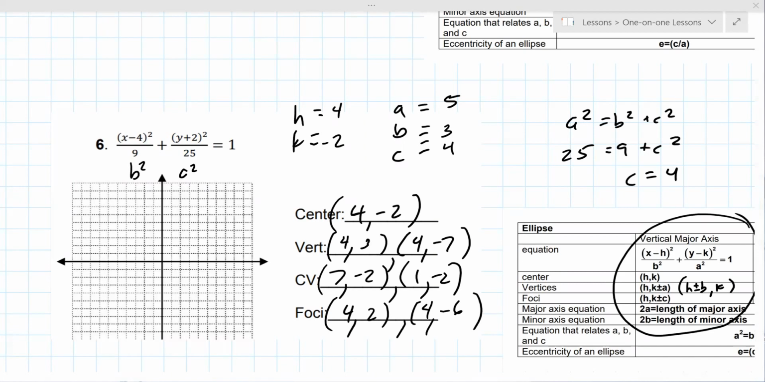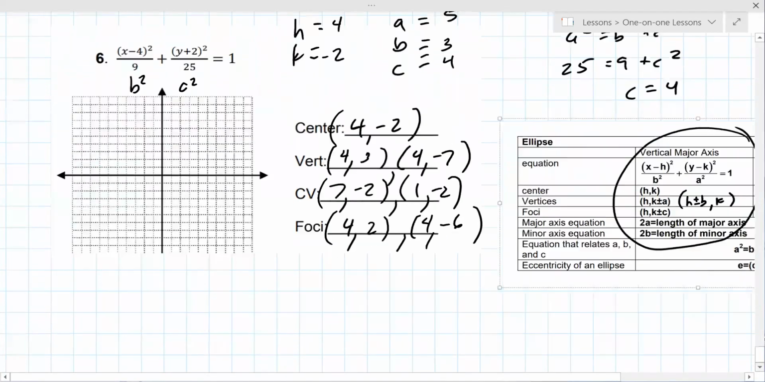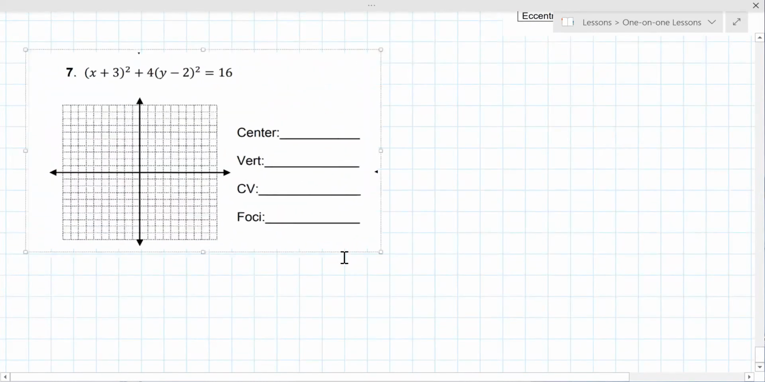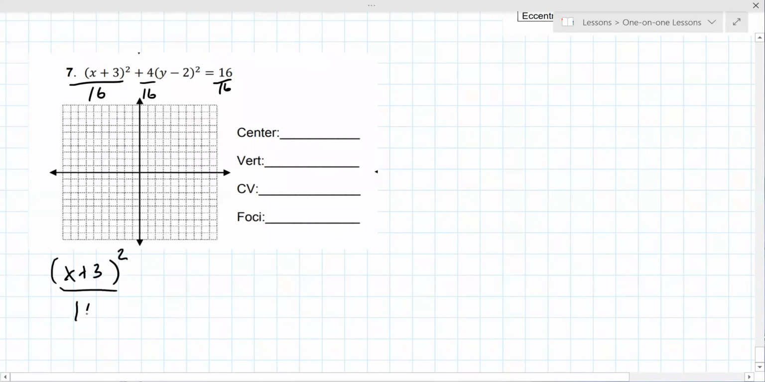All right, 7. So this one is not in the right form. Do we need to simplify it? You want to get 1 on the right-hand side. So you divide by 16, divide by 16, divide by 16. On the left here, it's x plus 3 squared over 16. That's fine. But 4 divided by 16, you actually want to go the other way. You can do 16 divided by 4, which is 4, and that goes on the bottom.